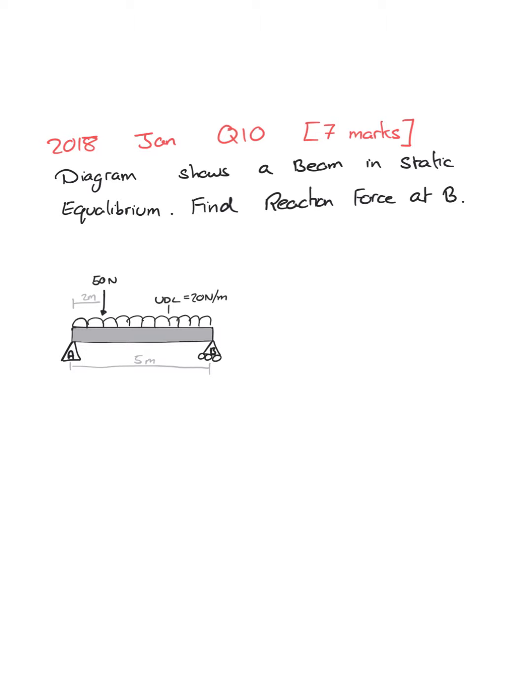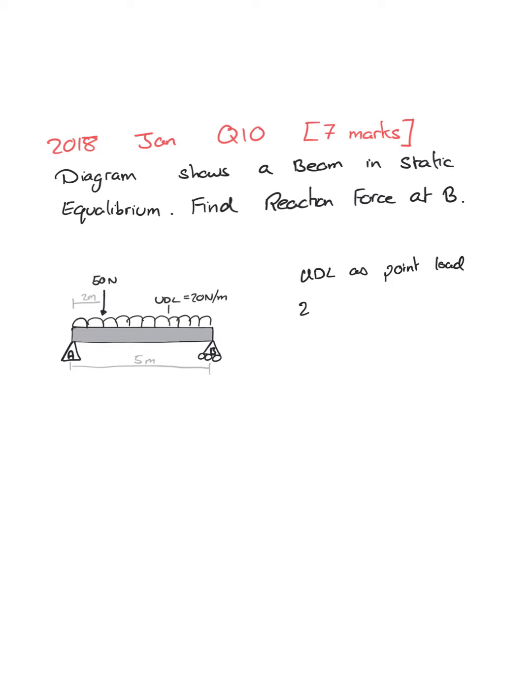Well, we're given a diagram of a beam and we're told it's in static equilibrium, and what we're told to do is to find the reaction force at B. Okay, so first thing to do is to redraw this. We have a UDL, we want to resolve that. So remember, a UDL acts across the beam shown. It's 20 newtons per meter, acting over 5 meters. We want to get that as a point load.